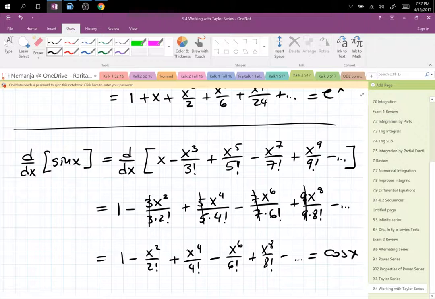Is there going to be a third way to prove derivatives in Calc 3? No, sorry.